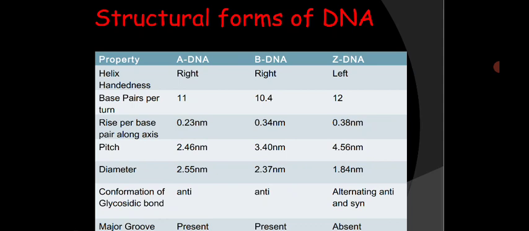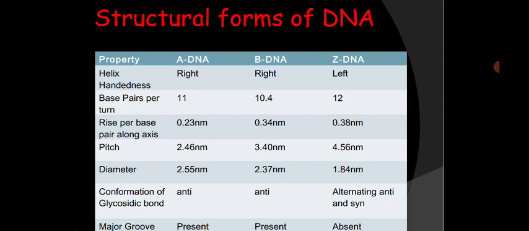Base pairs per turn: A-DNA has 11 base pairs per turn, B-DNA has 10.4 base pairs per turn, and Z-form has 12 base pairs per turn. A-DNA is actually 10.5 to 11 base pairs per turn, so approximately it is 11. Some books say 11, some say 10.5, so we can refer to the standard book.